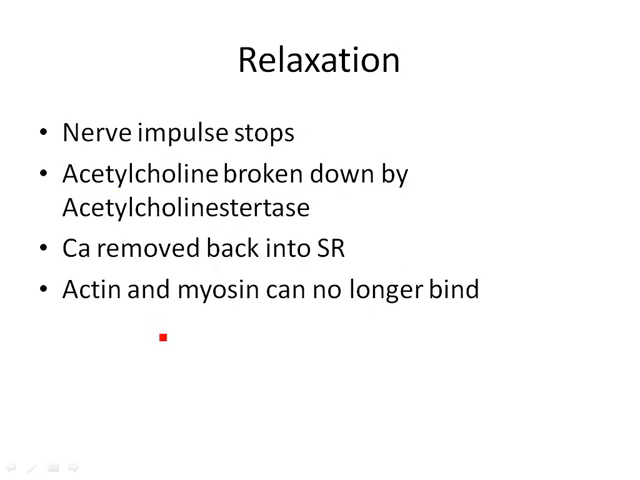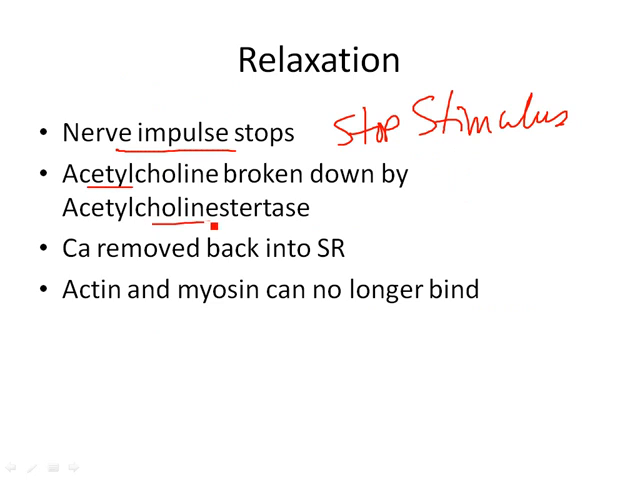All right, so let's go back. So we've contracted the muscle now. So in order for it to relax, let's just go back and see what we need to do to stop it so we can relax that muscle. We've got to stop the nerve impulse. Okay, so don't send out an action potential anymore. There's no more stimulus. Stop the stimulus. Okay, we've got to get rid of the acetylcholine, either by breaking it down using acetylcholinesterase or diffusion. We've got to get the calcium out of the cytosol, back into the sarcoplasmic reticulum. And now actin and myosin can't bind anymore. All right, so now we have relaxation.